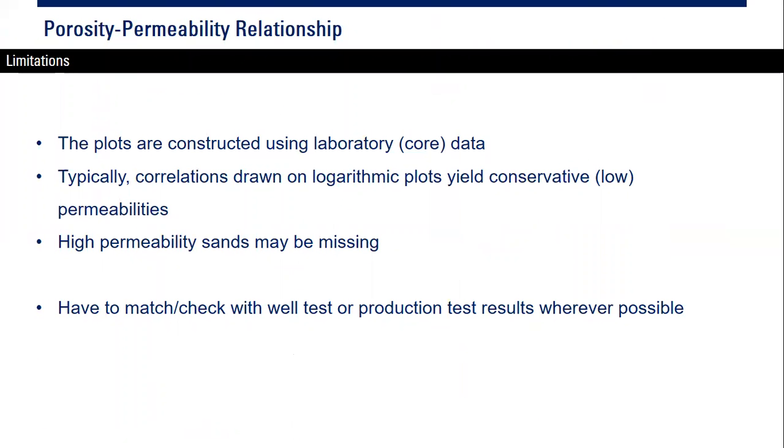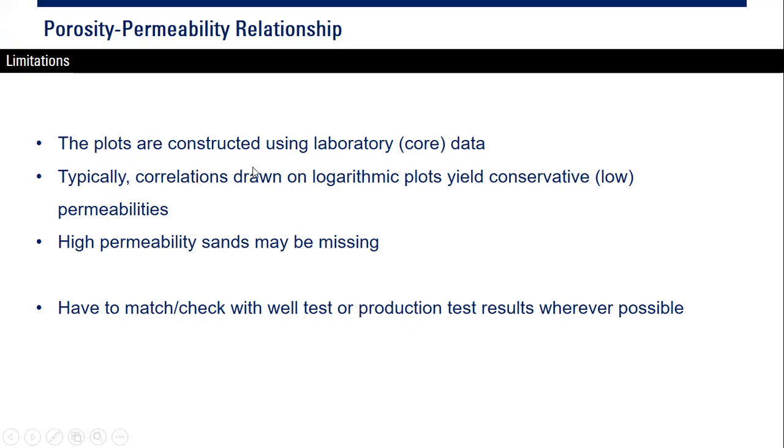All right. And although the porosity and permeability relationship is very, very useful, it has limitations. And these are the limitations. The plots are constructed using laboratory or core data. Okay, so you see the core is very small, so actually it is very, very limited. Maybe it cannot represent the entire reservoir very well. So basically you need to have many cores.